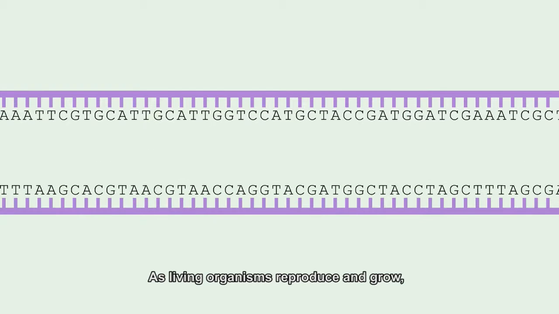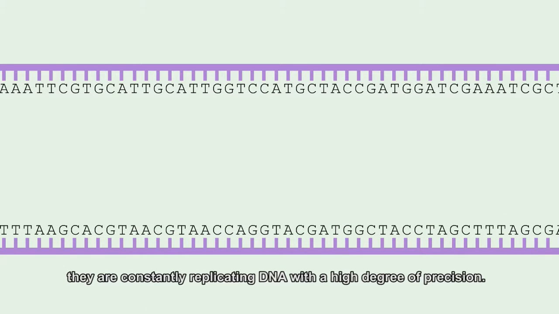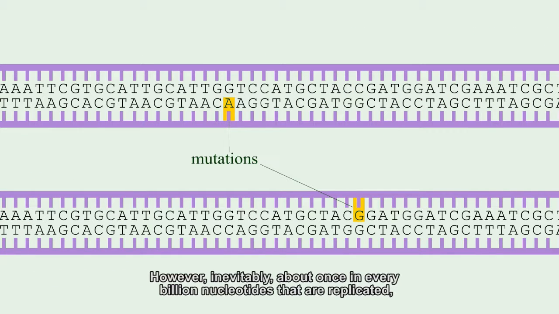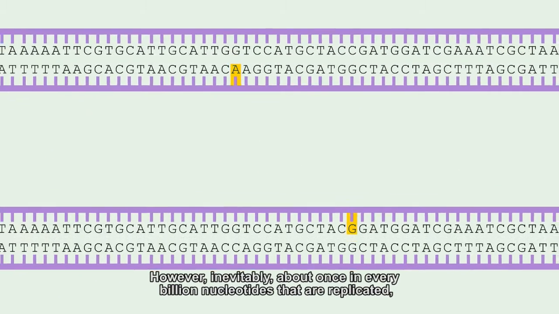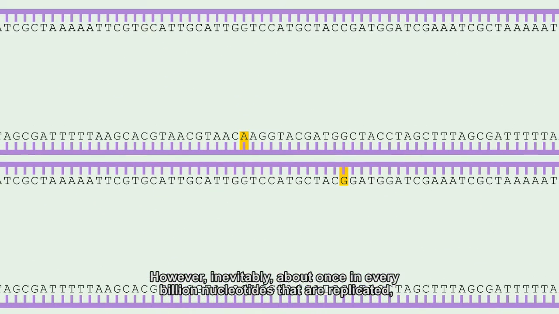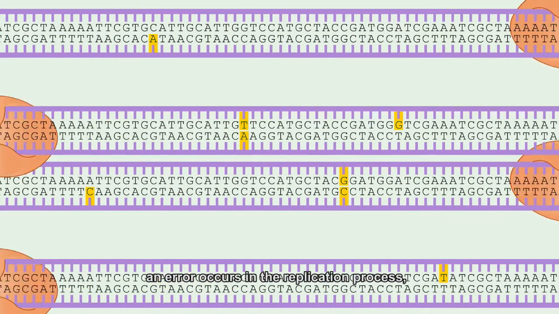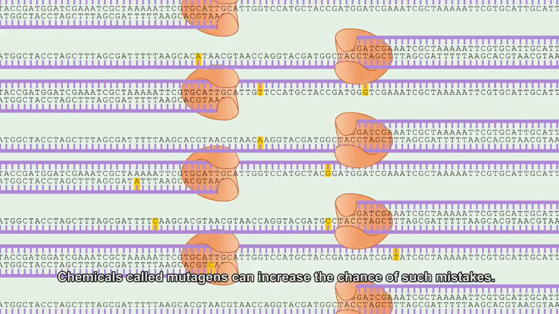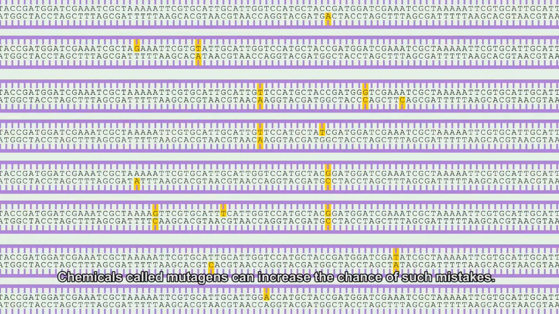As living organisms reproduce and grow, they're constantly replicating DNA with a high degree of precision. However, inevitably, about once in every billion nucleotides that are replicated, an error occurs in the replication process, changing the sequence of nucleotides. Chemicals called mutagens can increase the chance of such mistakes. These errors are called mutations.